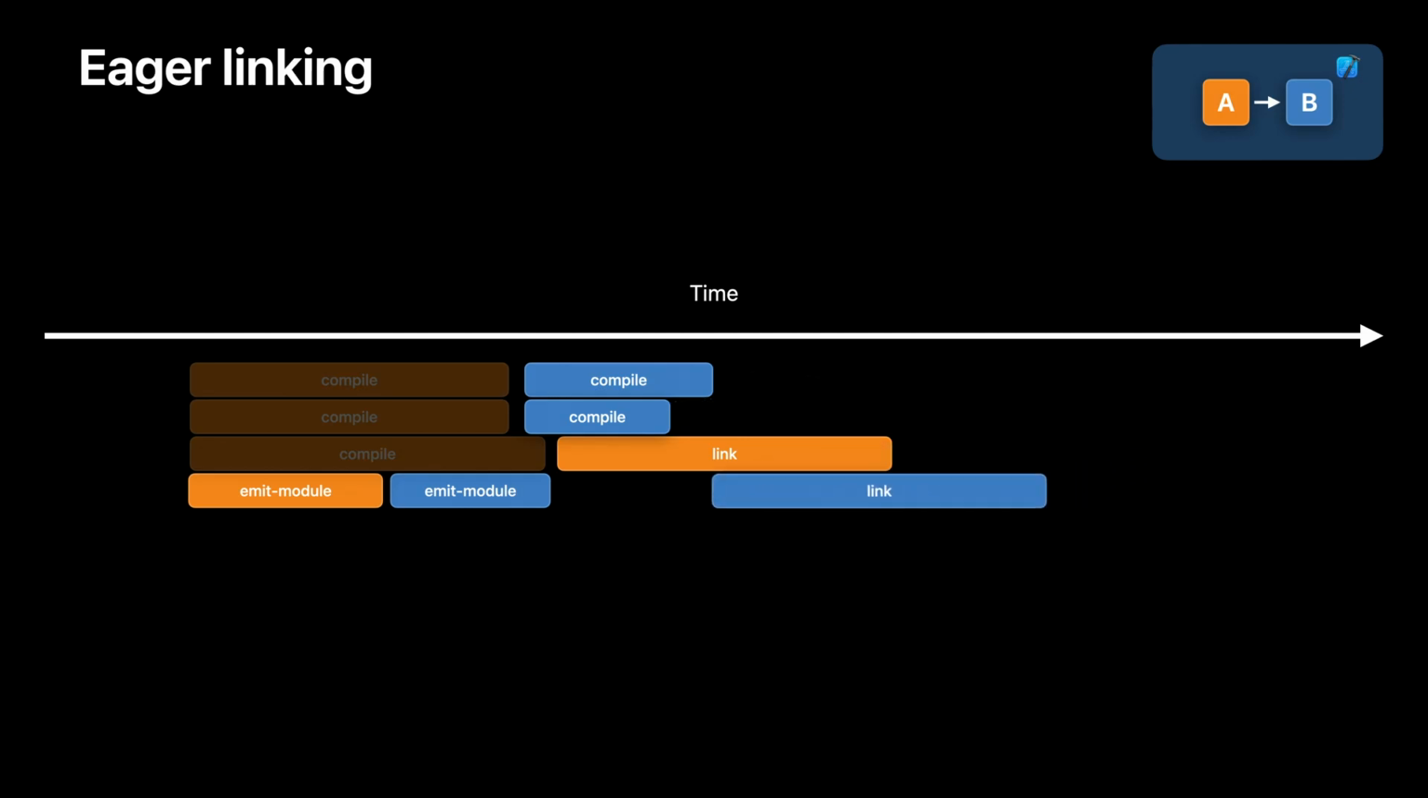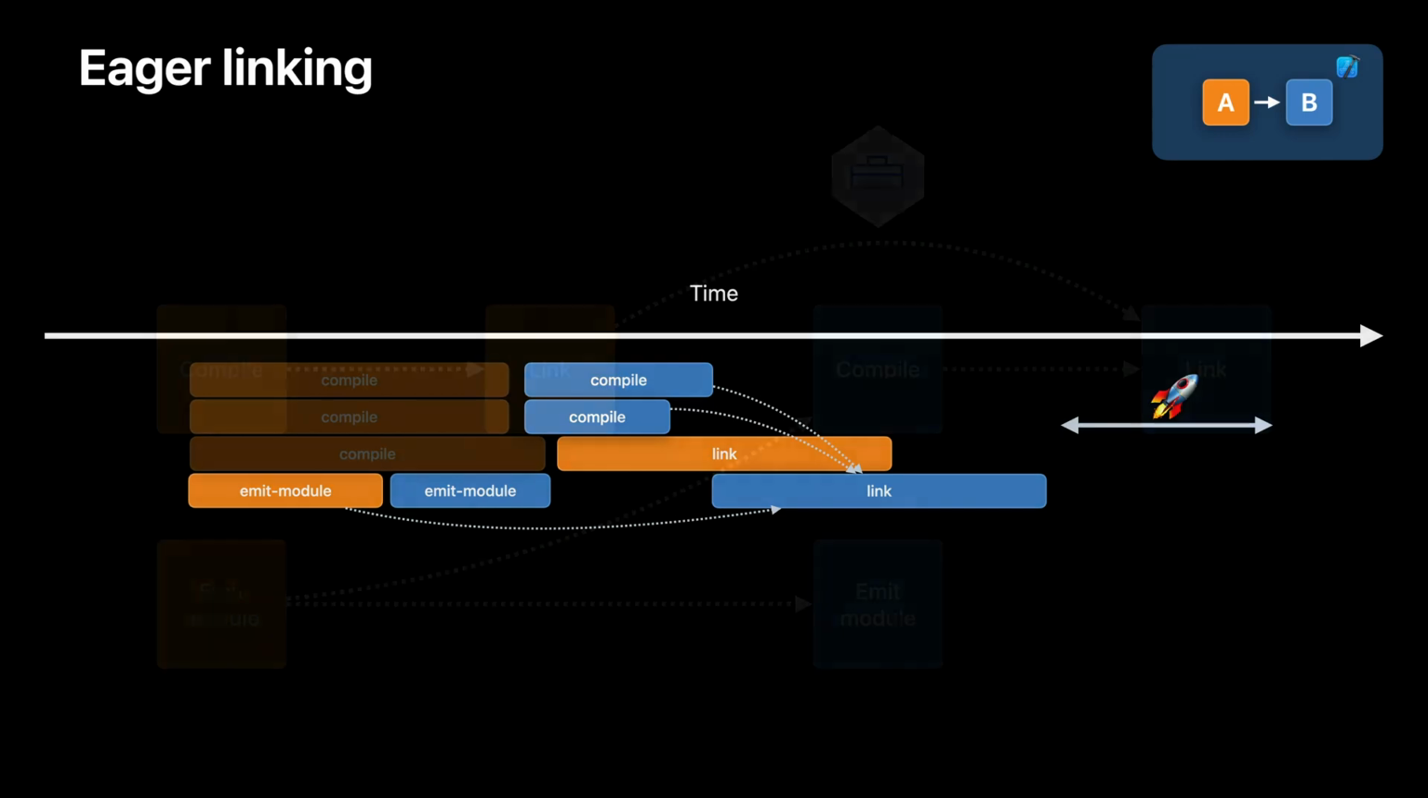However, with eager linking, target B's link task can depend on target A's emit module task instead. As a result, target B can begin linking earlier in the build, running in parallel with linking target A and shortening the critical path. How does this work?